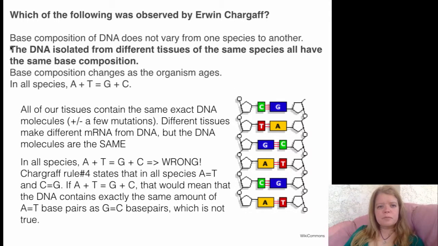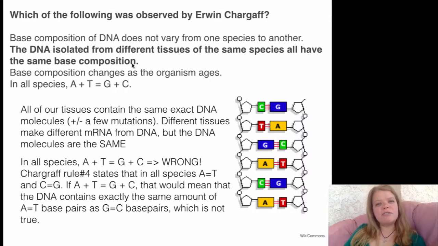And the correct answer here is that the DNA isolated from different tissues, all of the same species, all have the same base composition. And that should be obvious because hopefully you guys now know really well that every single cell in our body contains the same DNA.